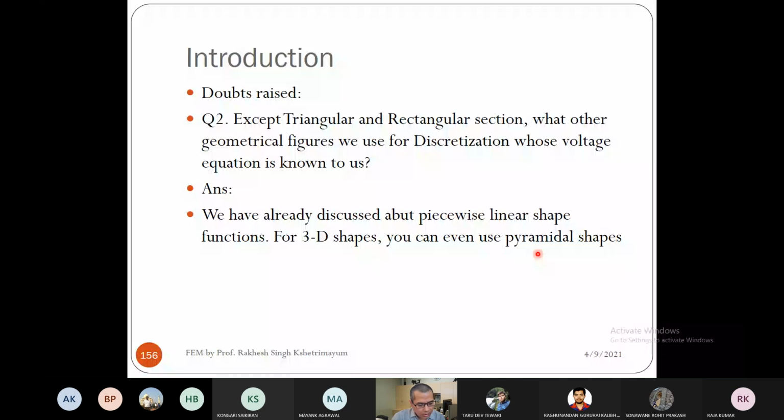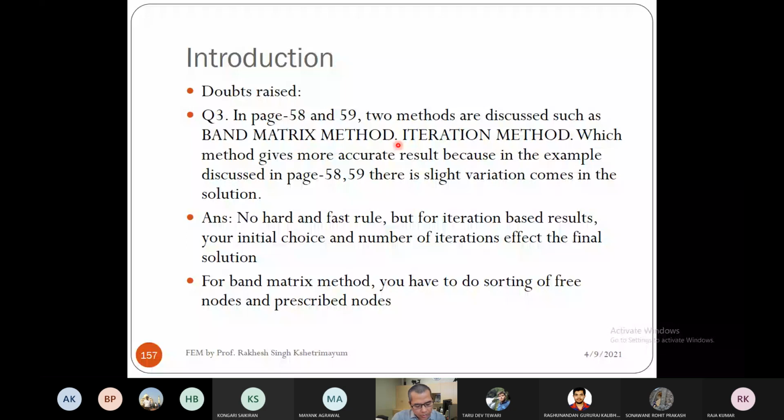Question number 3: in pages 58, 59, two methods are discussed, one is band matrix and the other iteration based matrix. The question is whether one method gives more accurate results because in the example discussed, there is a slight variation in the solution. So basically there is no hard and fast rule for that. If you use an iteration based method, you have to make a judicious choice of the starting initial solution. If you have chosen it very judiciously, you should be able to reach the final solution as soon as possible with fewer iterations.